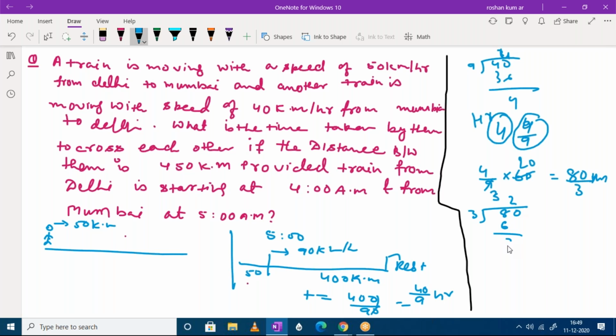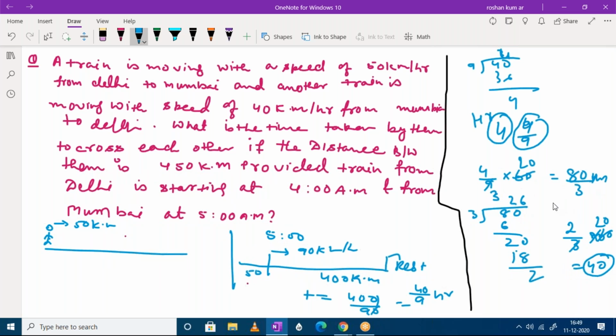3 twos are 6, 20, 6 threes are 18, right? So this will be 18 gone. What is left out? 2. So again it will become 2 by 3 minutes. Convert this minute into seconds by multiplying by 60. So your second part will be nothing but 40 seconds.